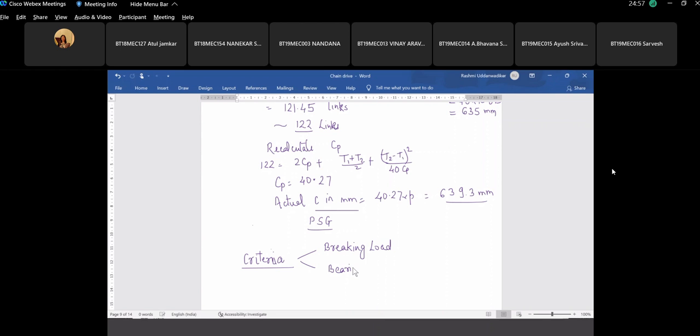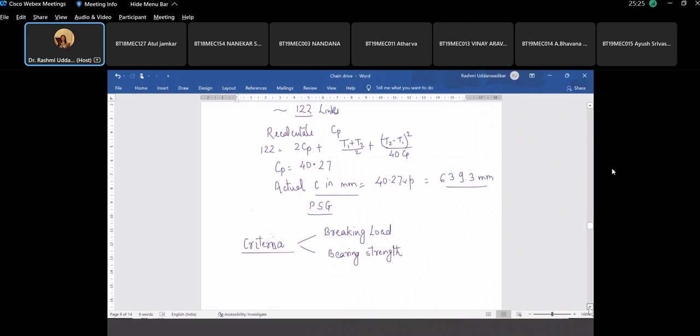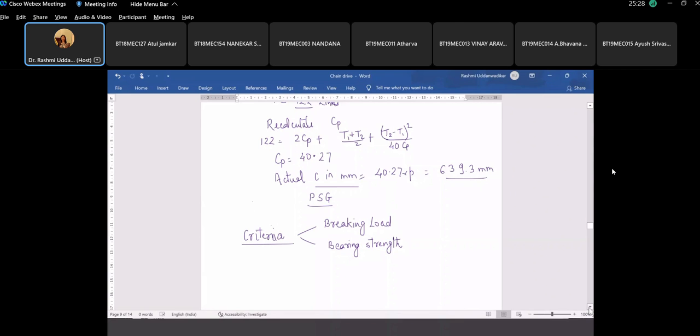Do you remember how a chain fails? What is the criteria for failure of chain? Nandana? Elongation. Yes. So this is decrease in the diameter of the pin. So it is essentially the bearing pressure on the pin which exceeds and its strength goes down, or the pin undergoes wear and tear, its cross section reduces. So we have to be very careful with the bearing strength.